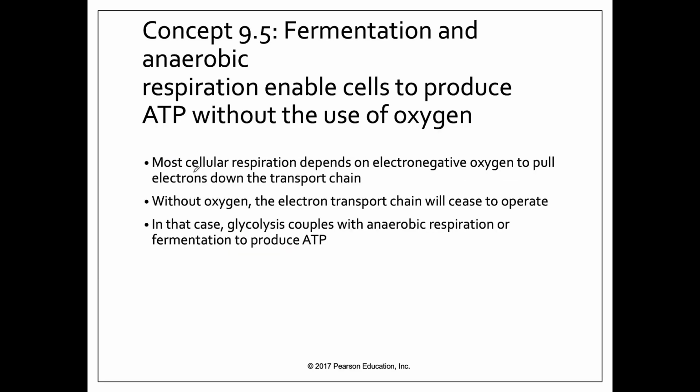So we've done cellular respiration, which was the whole process of glycolysis to the citric acid cycle and then the electron transport chain. But all of that required oxygen to occur. Glycolysis does not. So glycolysis happens without oxygen. But without oxygen, you cannot enter the citric acid cycle or the electron transport chain. We can only do glycolysis.